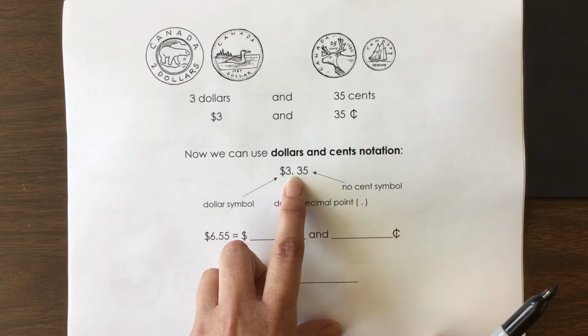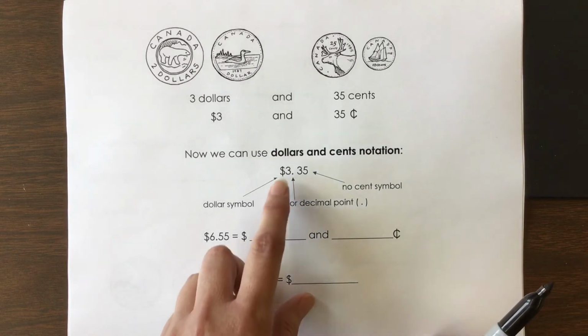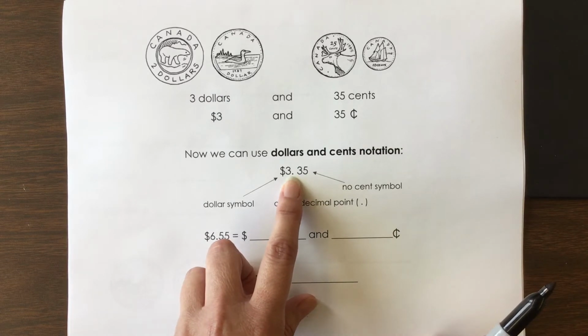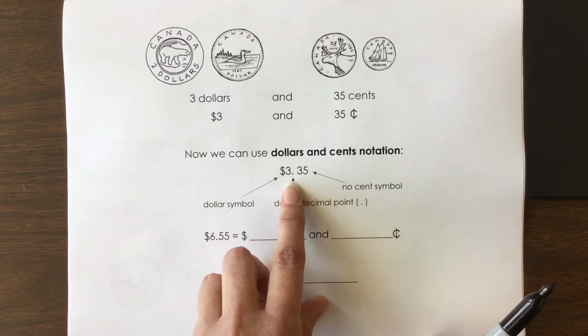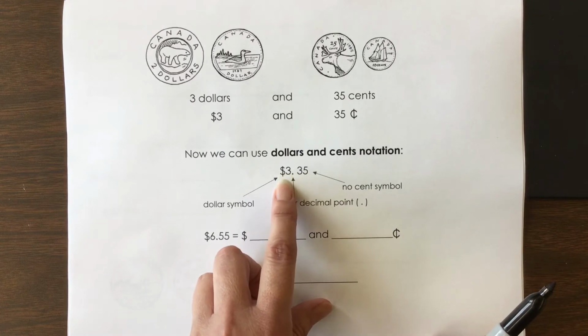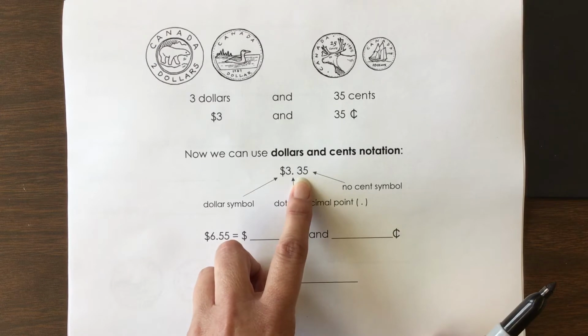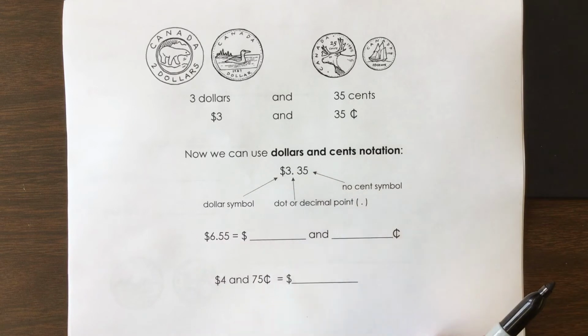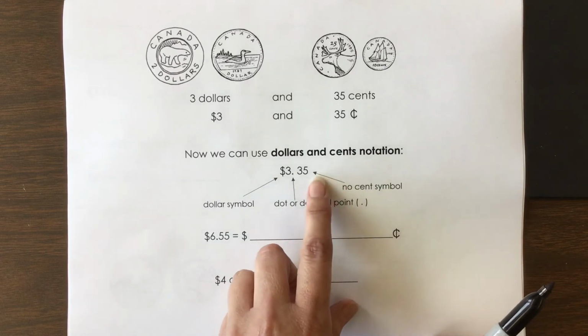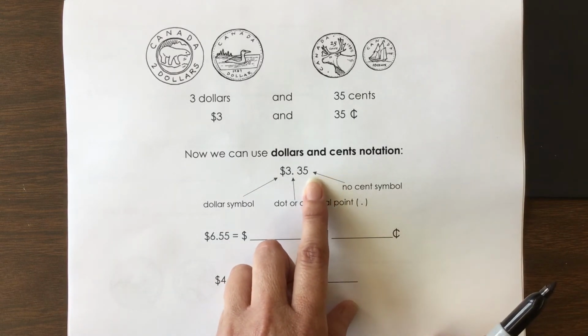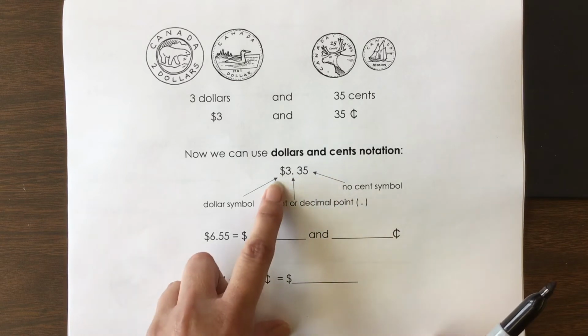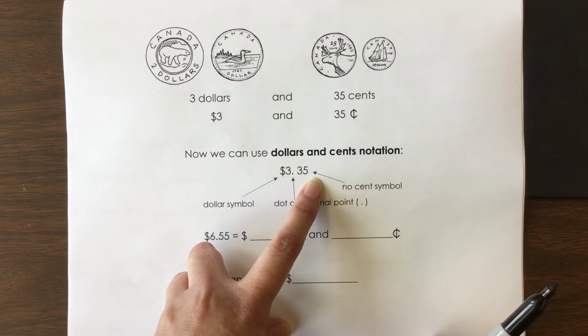Whenever you see a decimal point used showing a total of money, the decimal point divides the dollars from the cents. On the left side of the decimal point is where you'll find the total number of dollars. On the right side of the decimal point is where you will find the cents. That decimal point tells us which is which, so we don't actually have to use the cent symbol anymore. All you have to use is the dollar symbol, but no cent symbol.